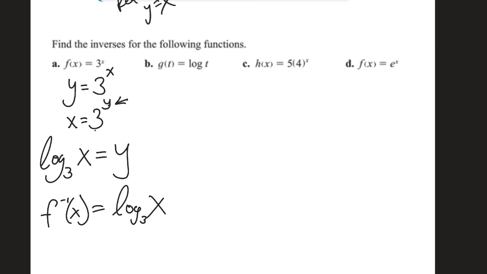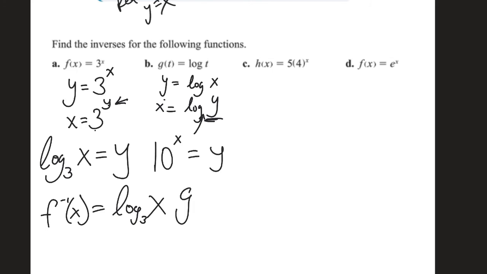If I look at B, I'm going to do y equals log of x. I'm going to interchange the x and the y. I want to be able to free this y. The only way I can do that is to convert this to exponential form. Remember, if there's no number here, we can say it's 10. So 10 becomes big, and the x and the y change spots. 10 to the power of x equals y. So my g inverse of t is 10 raised to the power of t.